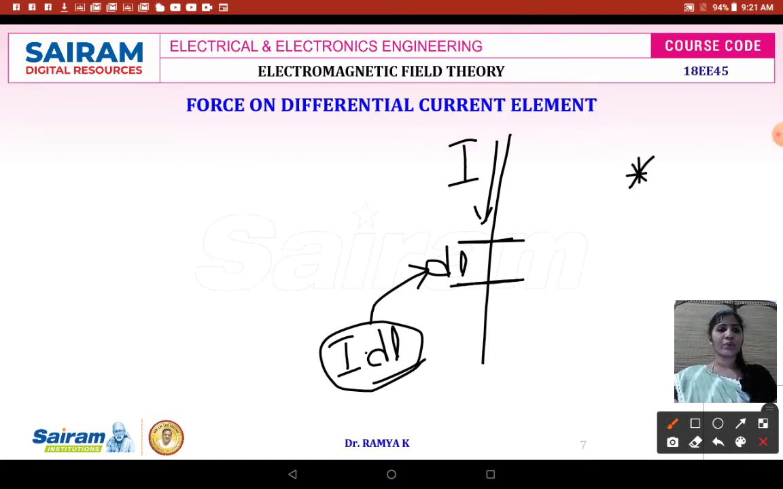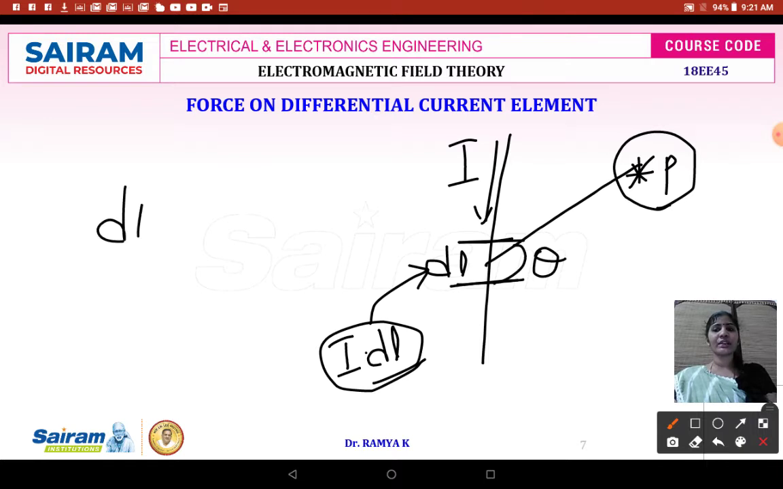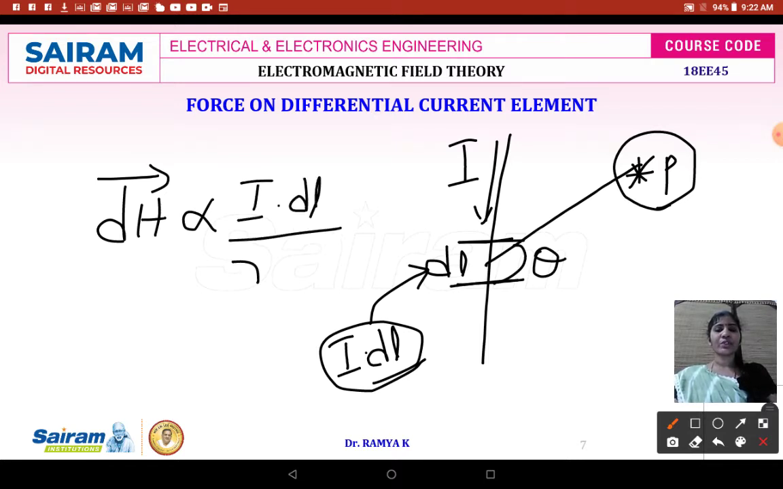You are going to assume point P. It is the point P where we have to identify the value of your magnetic field intensity, and the angle made between the current carrying element and the point P is theta. We all know that the differential magnetic field intensity is proportional to the current carrying element I into dl, and inversely proportional to the square of the distance between them, and also proportional to sine of the angle between the current carrying element and the point P under consideration. So this is the point under consideration where we want to identify the value of magnetic field.